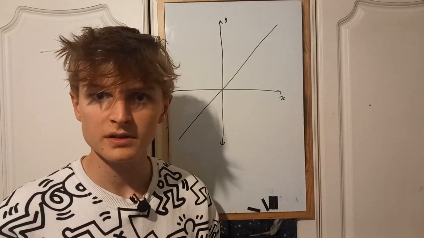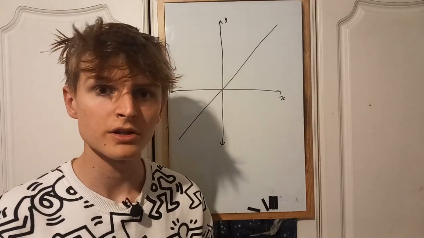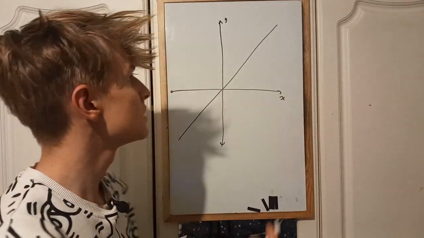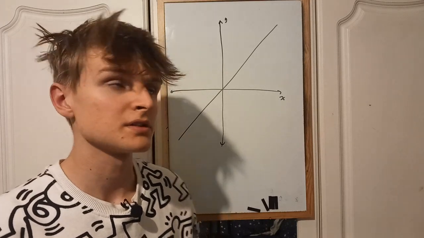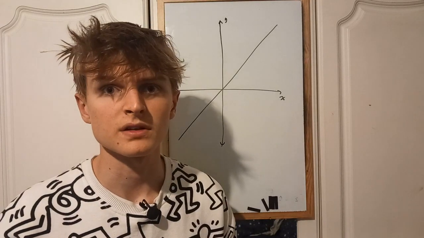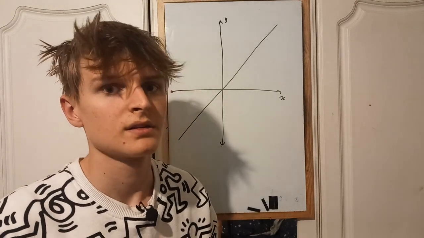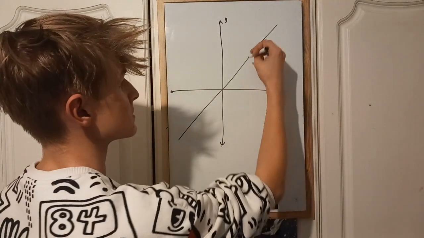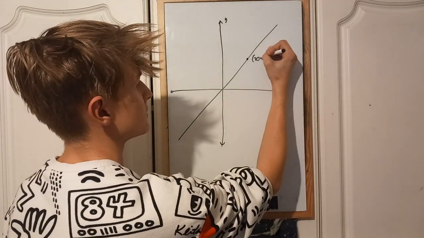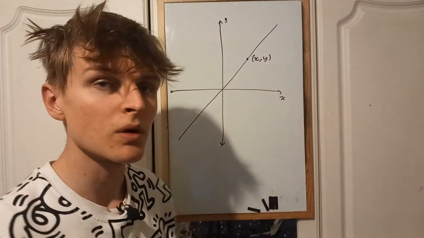To find the equation of this line, we're going to have to find an equation involving x and y, which is satisfied for every single x and y value on the line. That sounds like a really difficult thing to do, but if you're clever, here's something interesting you might notice. Consider a general point on the line. Doesn't matter where it is, as long as it's on the line. Let's say that point has coordinates x, y.